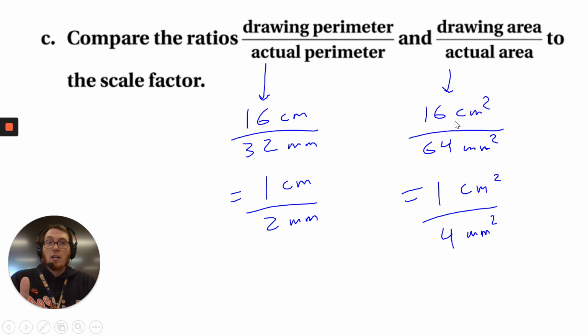So the drawing area, which would be my model, was 16 centimeters squared, and the actual area was 64 millimeters squared. I simplify the 16 and the 64, and that becomes a 1 to 4, which is 1 squared and 2 squared. But again, I don't have to be an expert at that. I can just find the two areas and then divide them out and simplify. And that can be how you can be successful on some of those questions.